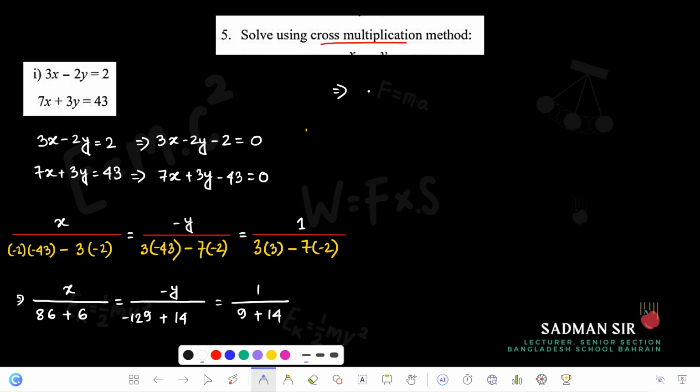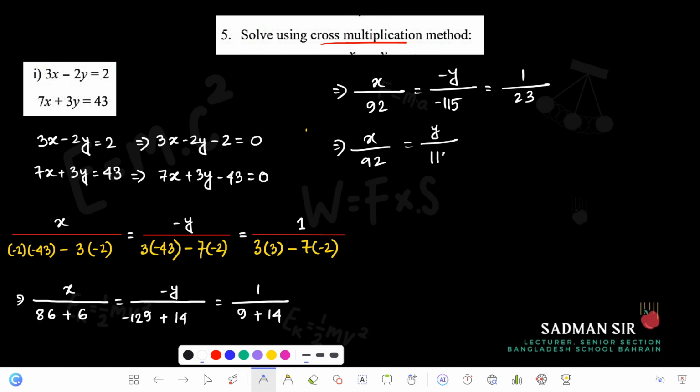Let us continue our calculation here. X divided by 92 equal to minus y divided by minus 115. If we do the calculation here, then it equals 1 by 23. So this minus and minus we can cancel them. Okay, so x by 92 equal to y by 115 equal to 1 by 23.